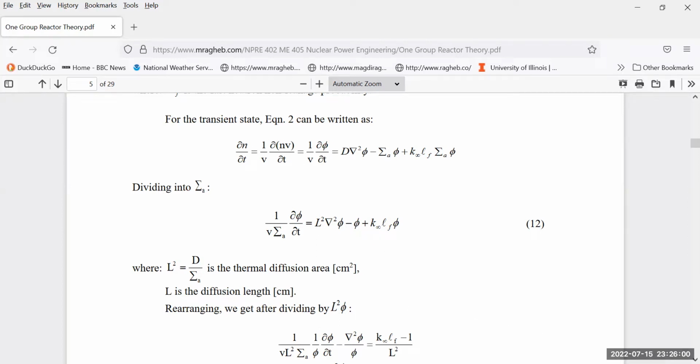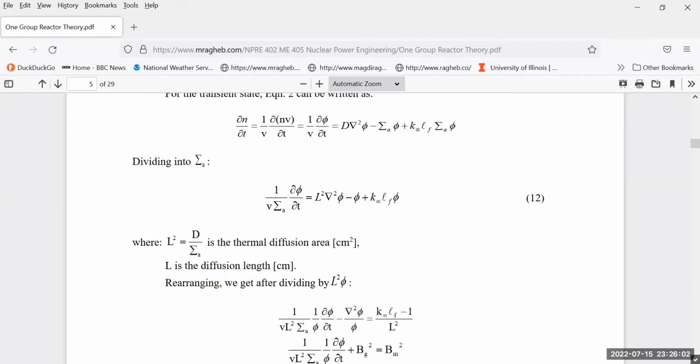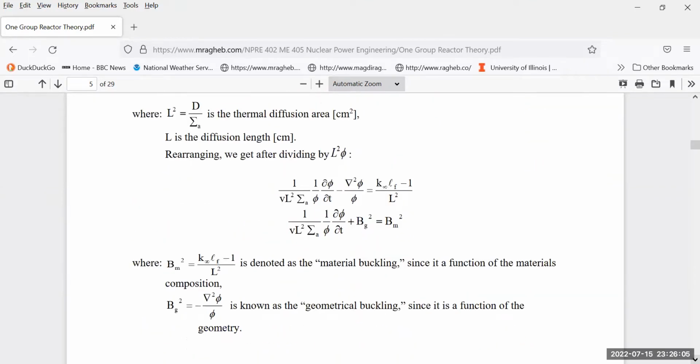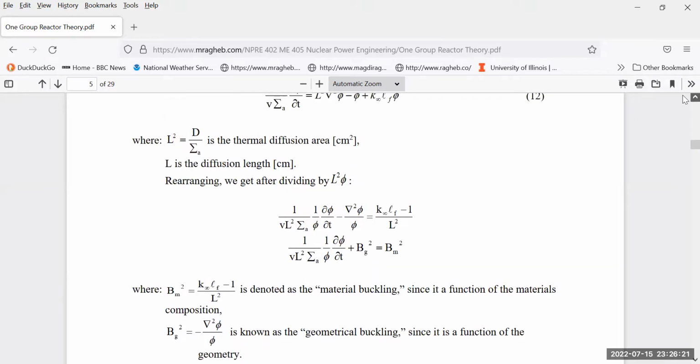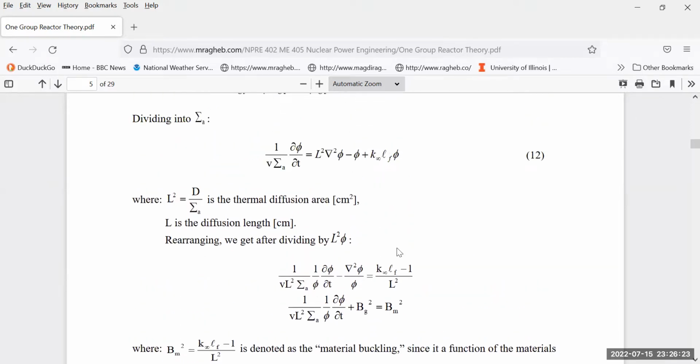Let us rearrange another time to get some insight into it by dividing by L squared phi. So the left-hand side becomes 1 over V L squared sigma sub A minus an interesting term here, the second derivative of the flux divided by the flux. And that term is equal to K infinity L sub F phi minus 1 divided by L squared.